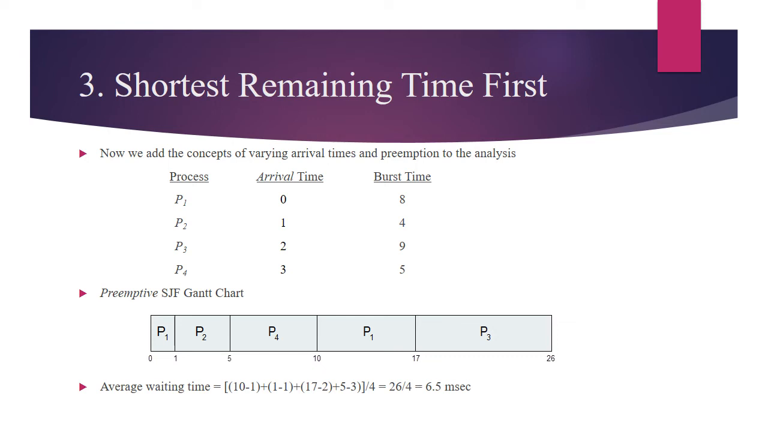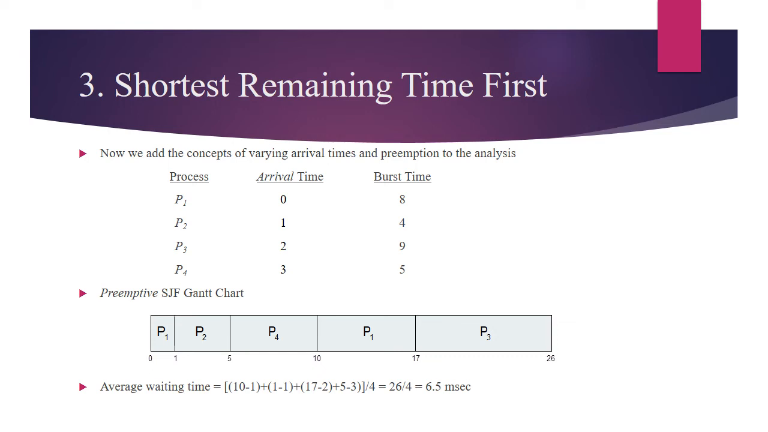Then at P3, then at time 2 P3 arrives. P2 has burst time 9, P3 has burst time 9 and P2 has remaining time 3. So minimum is 3, P2 will continue.